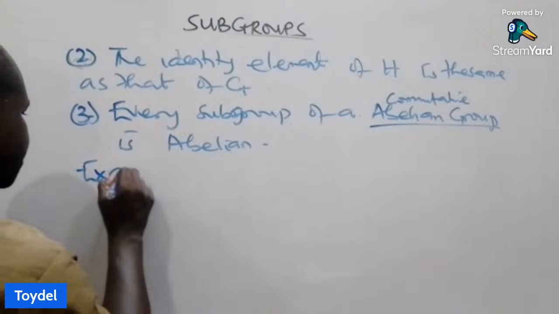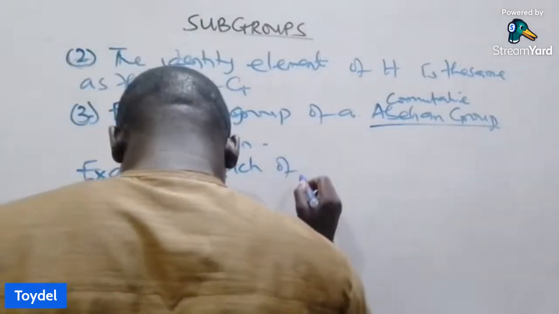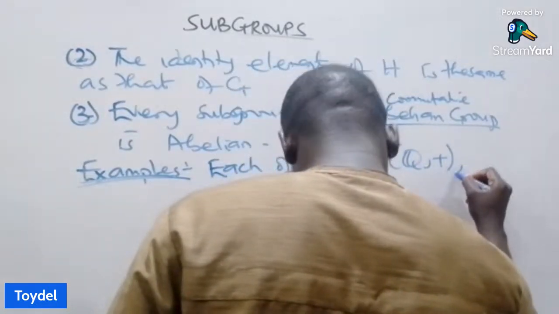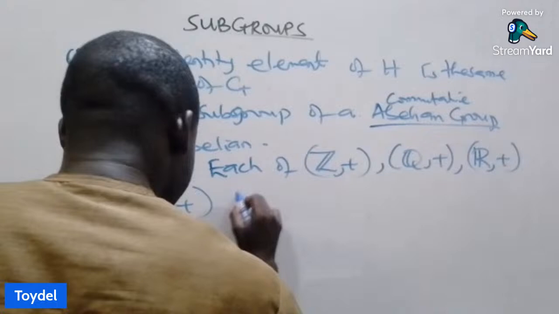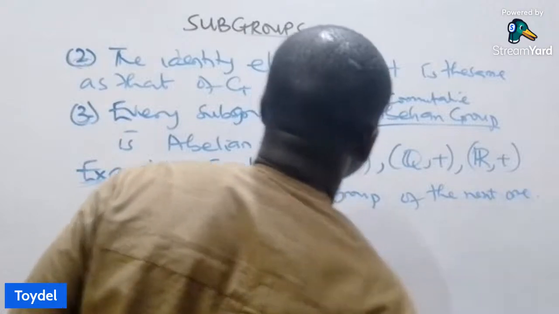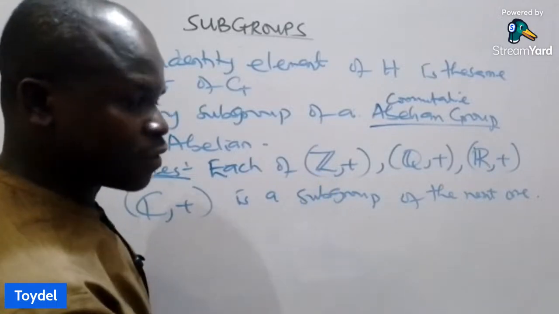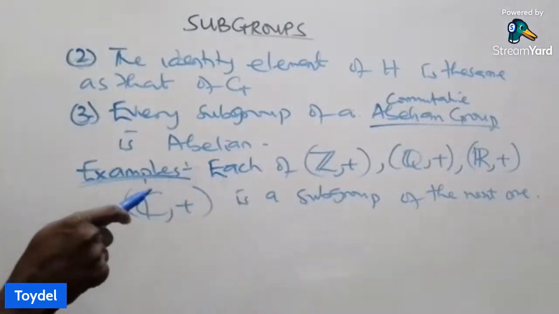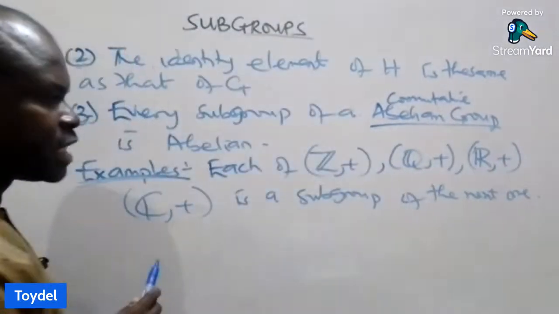Now let's take examples. You can be asked to give an example of a subgroup. Each of integers under addition, rational numbers under addition, real numbers under addition, then complex numbers under addition is a subgroup of the next one. Integers consist of positive whole numbers, 0 and negative whole numbers, but do not consist of fractional numbers like 3/2. So integers are a subgroup of rational numbers.